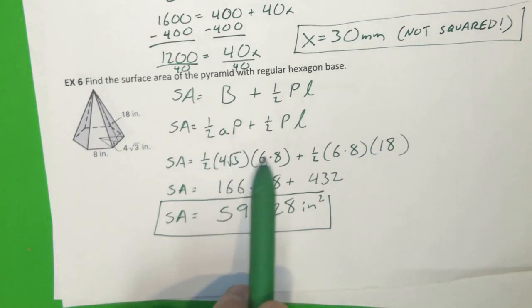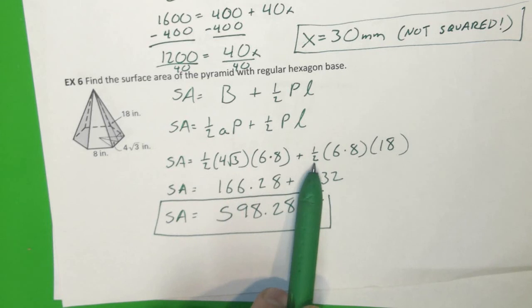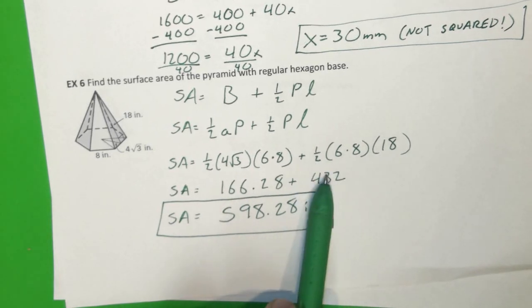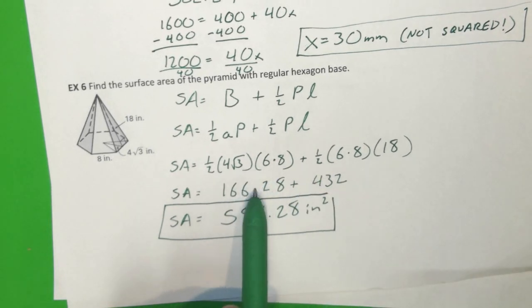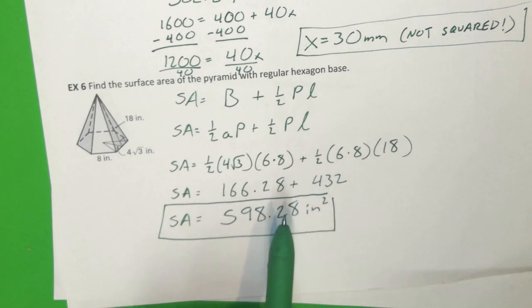I calculate all of this multiplication, and I calculate all of this multiplication. Then I'm going to add these two pieces together, and that gives me my surface area. I want you to notice that the surface area is squared because it is a surface area. It's not a length this time.